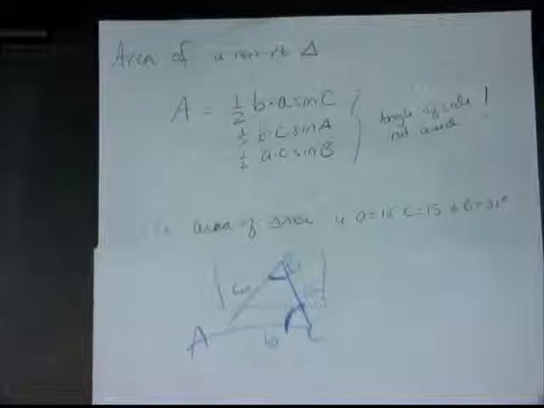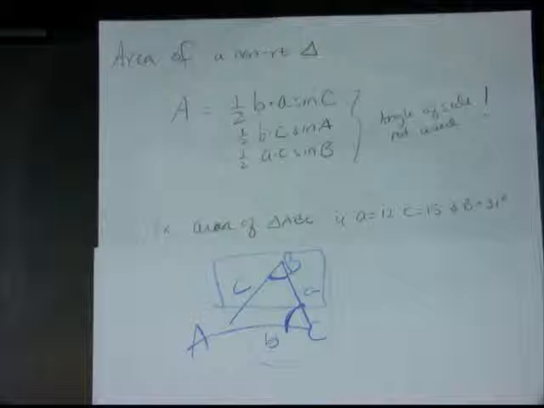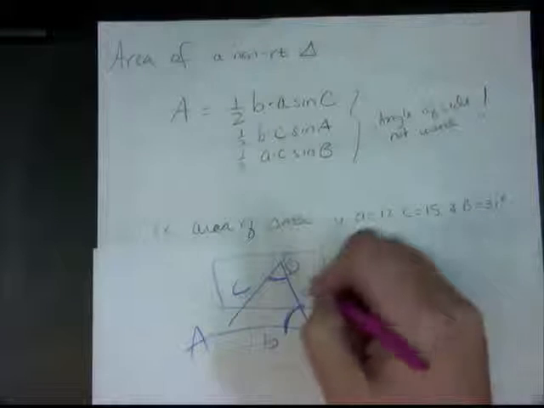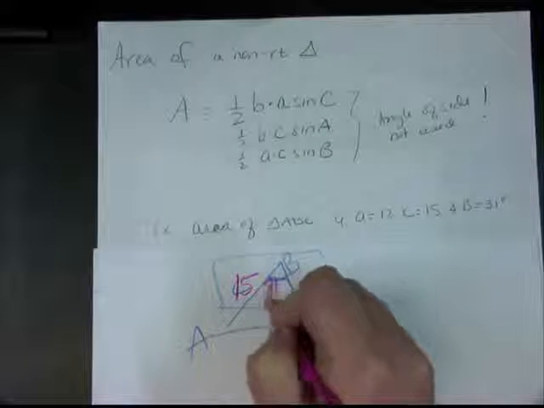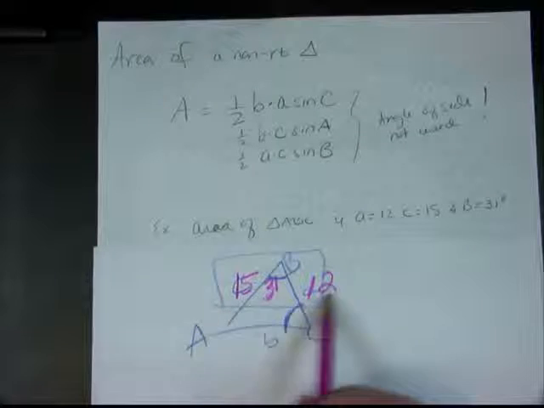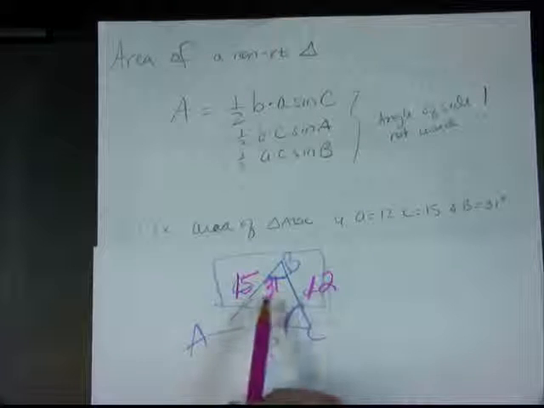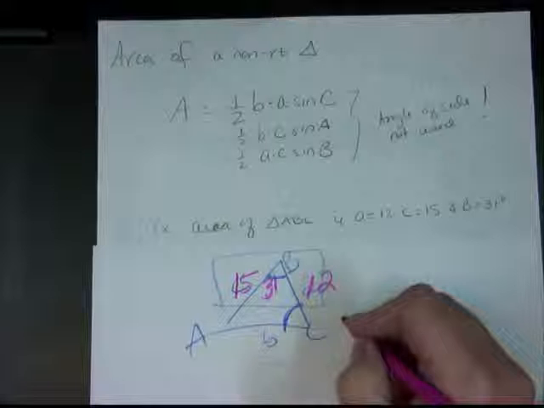So if I give you a triangle here, find the area of the triangle. If you know side A is 12, side C is 15, angle B is 31, and I'm just going to label this picture that I already have here. So side A is 12, side C is 15, angle B is 31. You can see we're going to be using the 2 sides with the angle in between.